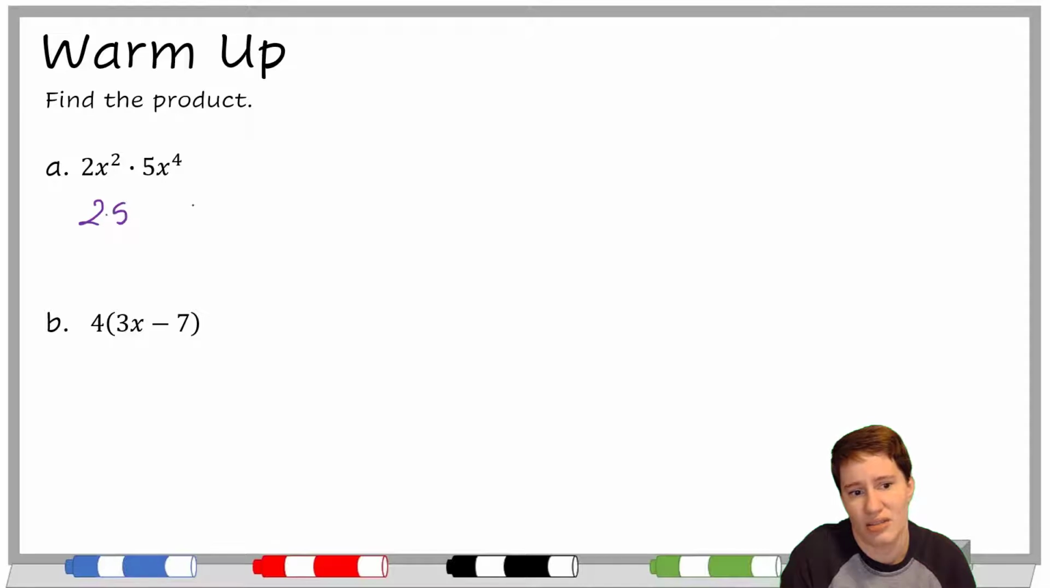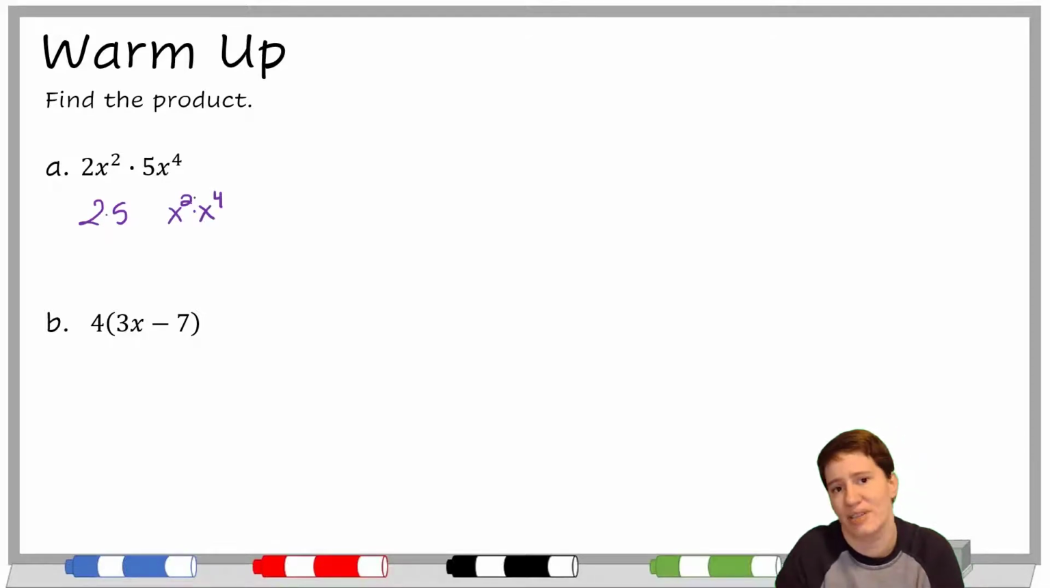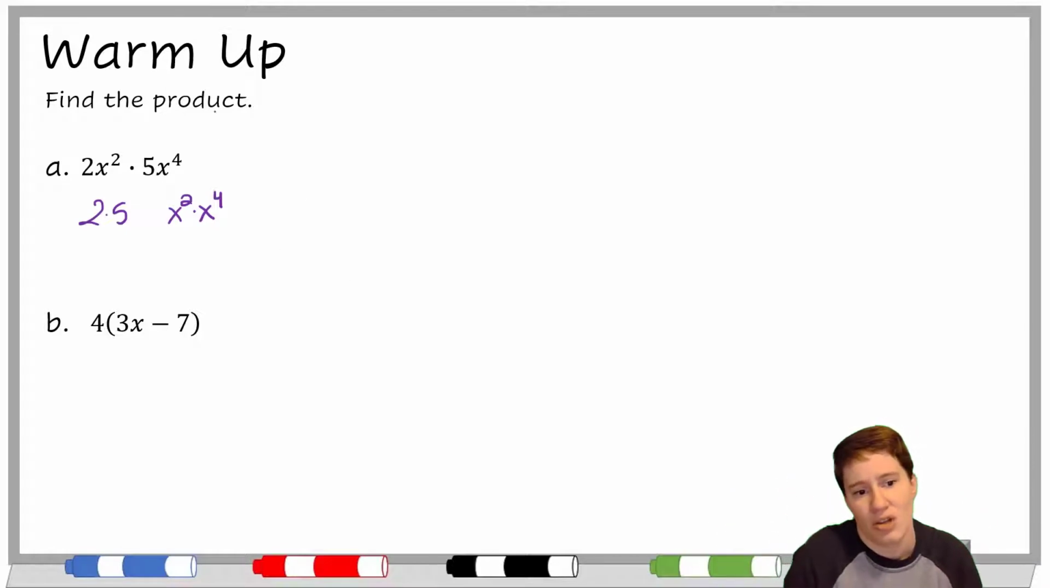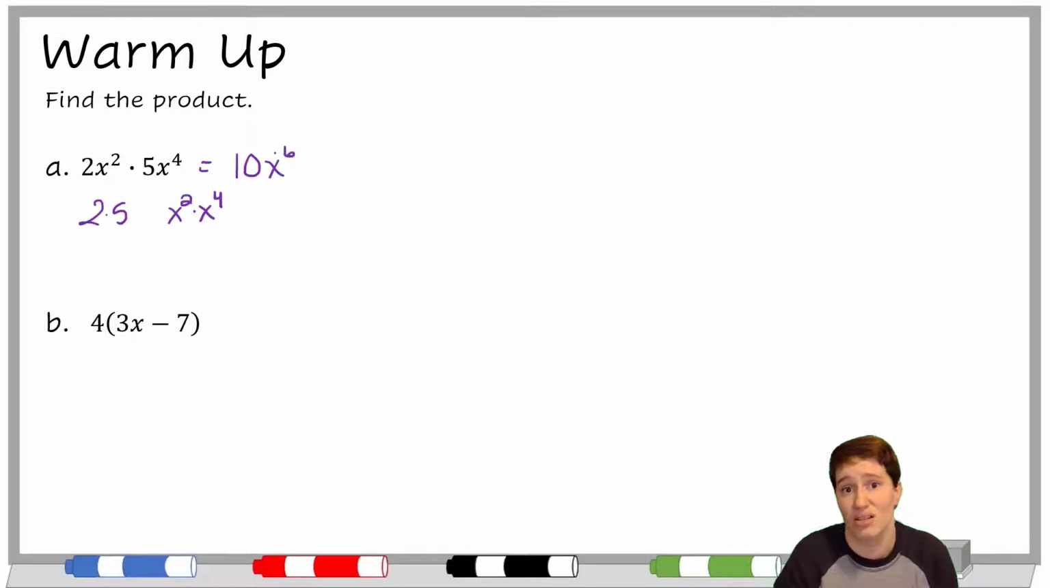And then I do the x squared and the x to the fourth together. Since those have the same base of x, I can combine them by saying, okay, x squared is having 2 x's multiplied together. x to the fourth is having 4 multiplied together. So together we've actually got 6 being multiplied together. So this simplifies to be 10x to the 6th. That is something that we're going to be doing a lot today, actually, is multiplying things like that together.